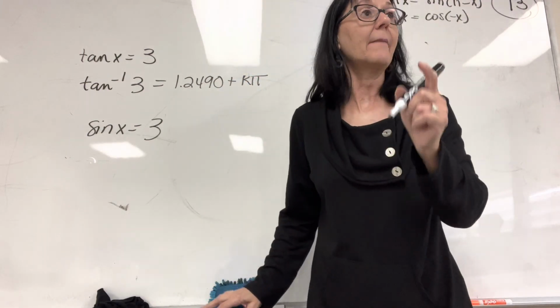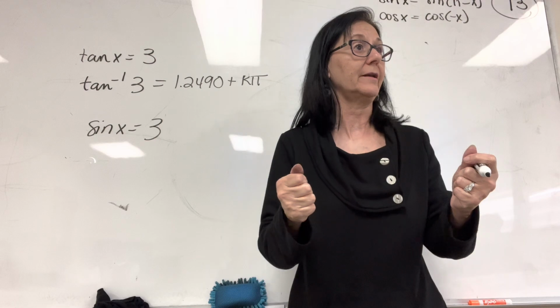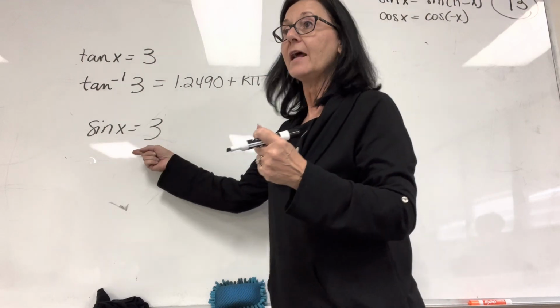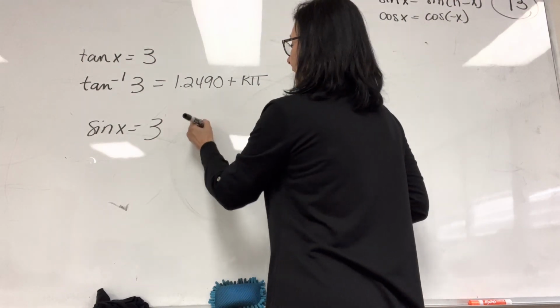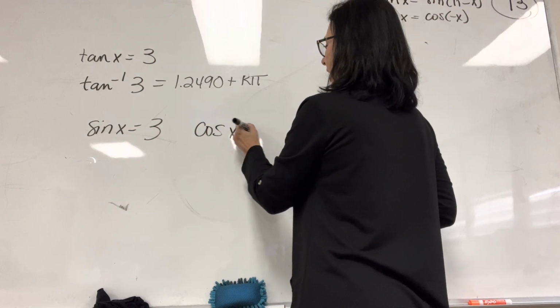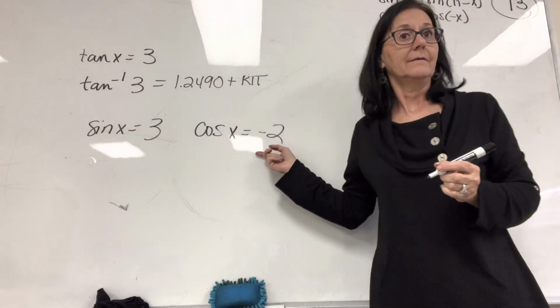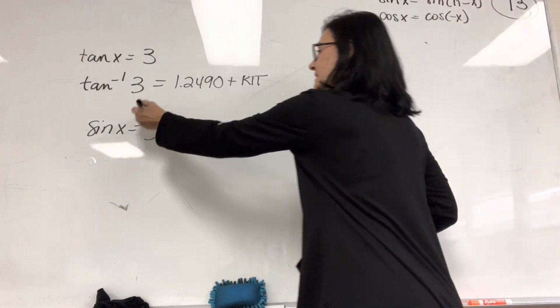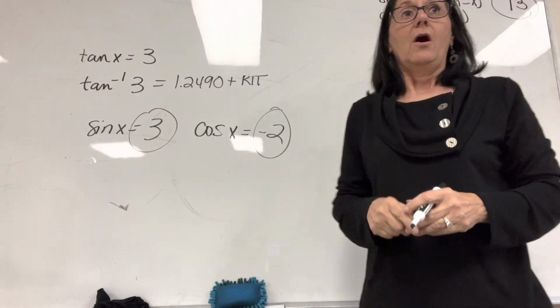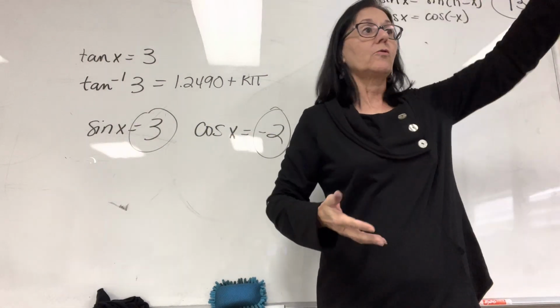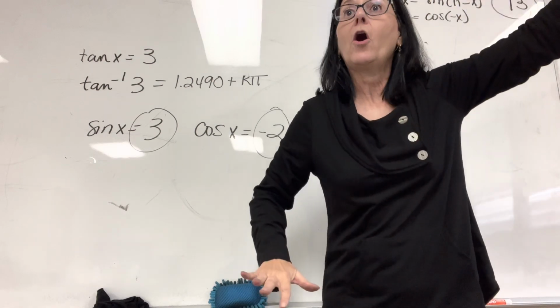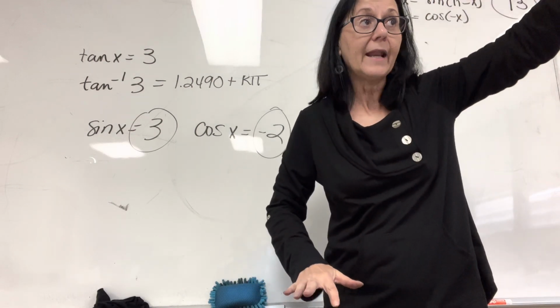With the cosine, everybody look, sometimes there's going to be no solution because you're going to end up with something like this, or something like that. If these numbers are smaller than -1 or greater than 1, there are no solutions. Got it?